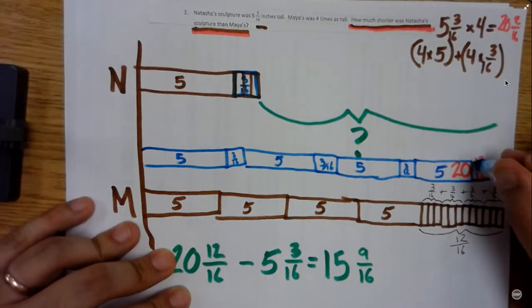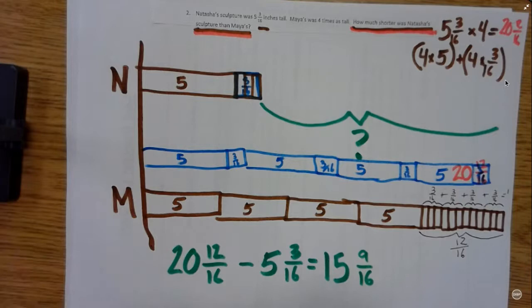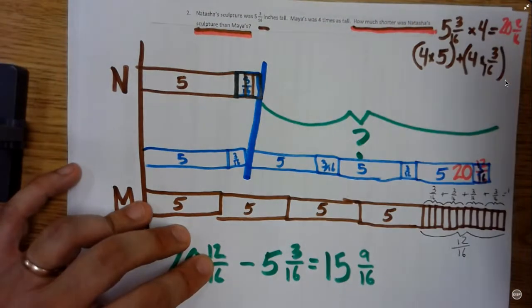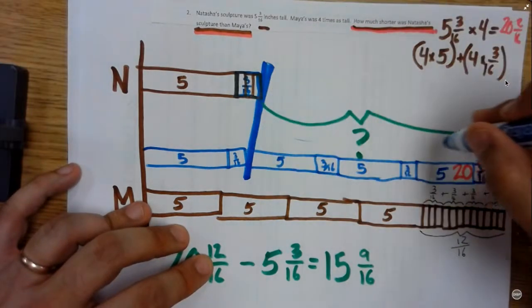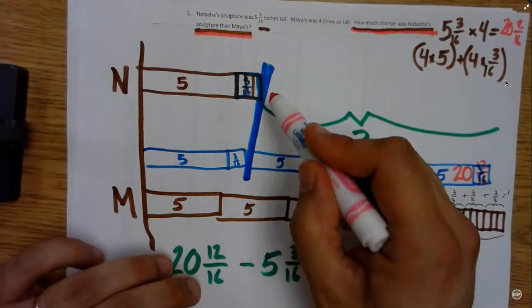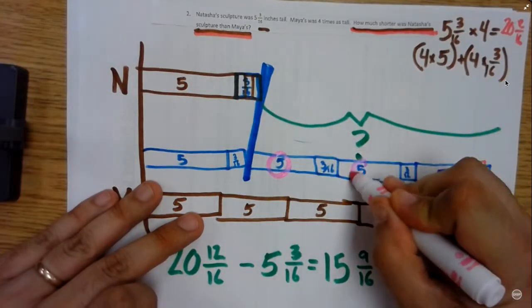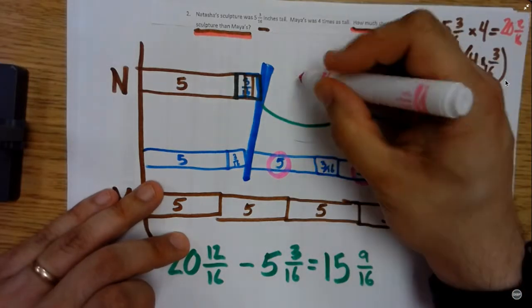5 and 3 sixteenths. And really, these are both showing, not perfectly here, the same amount. Again, here's that difference. So what I could look at is, in the difference between Natasha's and Maya's, I've got 5 wholes. Well, 5 times 3 is 15.